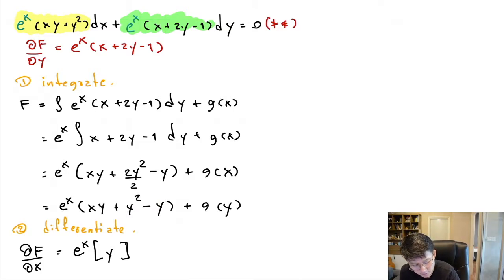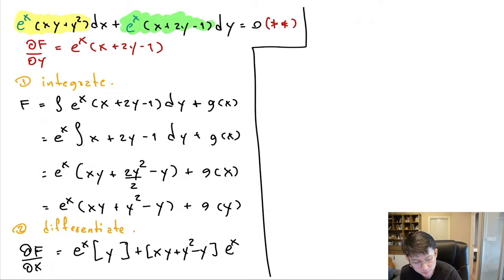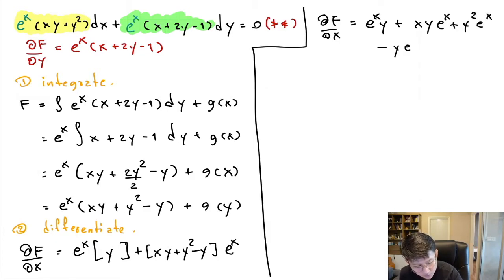And then plus v du. v is this guy, du is e to the x. Okay, so df by dx is e to the x times y plus xy e to the x plus y squared e to the x minus y e to the x. So this got cancelled out.